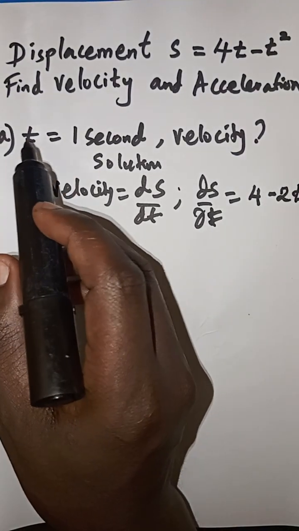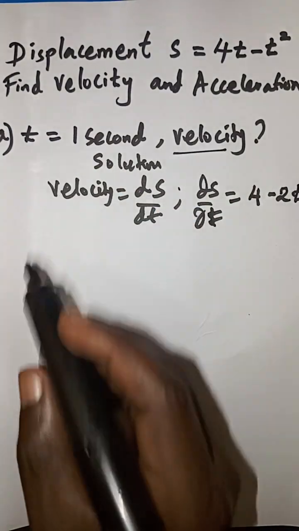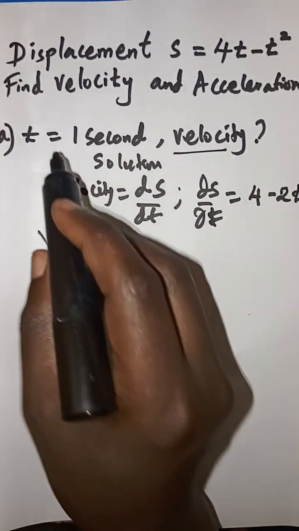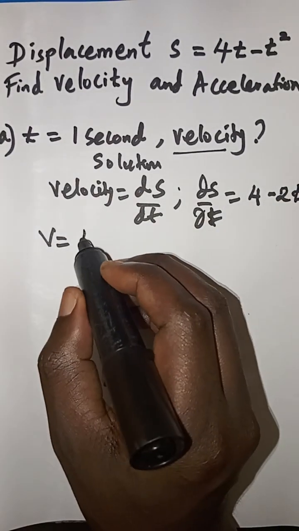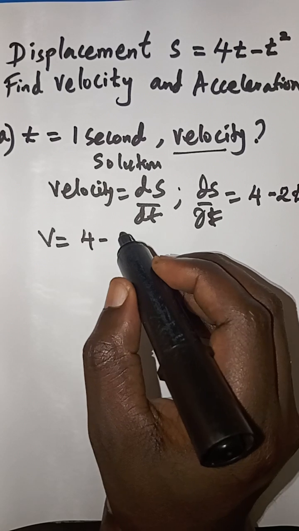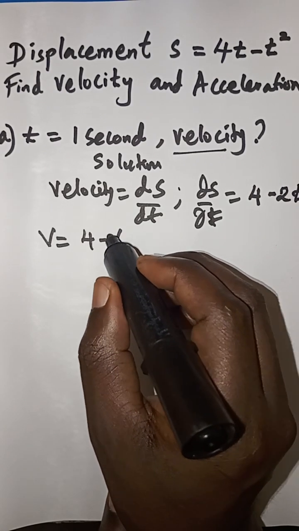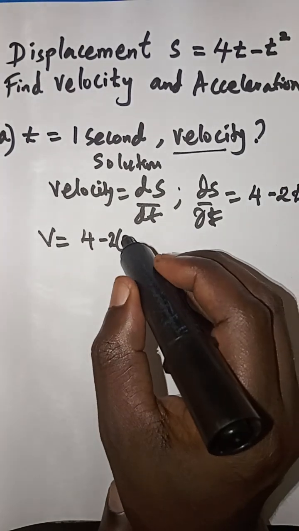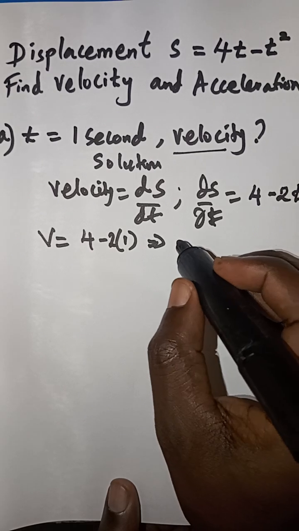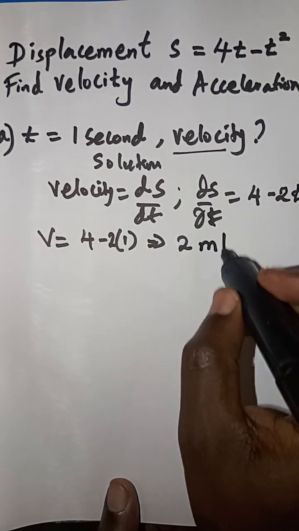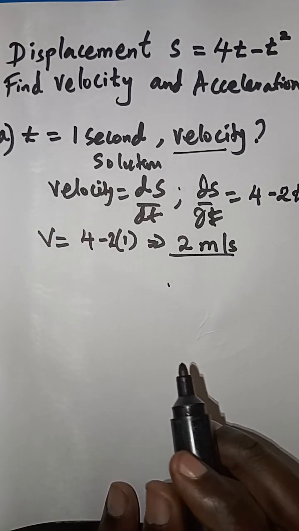So our first question was to find the velocity at t equals 1. I'm going to substitute t in this equation so that I have 4 minus 2, where there is t, I substitute 1. And you end up getting your velocity equals 2 meters per second for that first part.